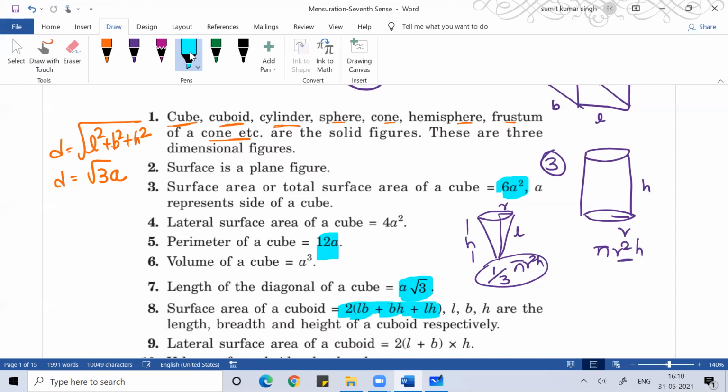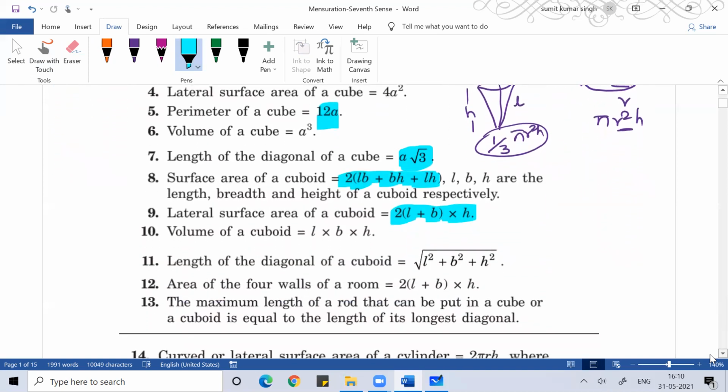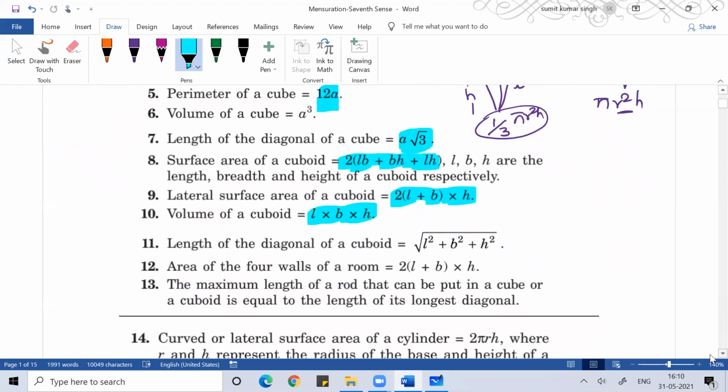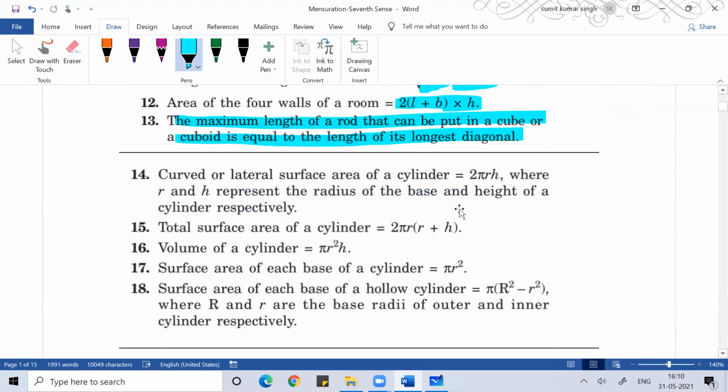This is the formula. The lateral surface area of cuboid we already discussed, which we called the area of four walls of the room, 2h(l + b). Volume of cuboid is length into breadth into height. Length of diagonal of the cuboid we already discussed. Area of four walls of a room, there you assume the room is of the shape of a cuboid only. The maximum length of rod that can be put in a cube or cuboid is the length of its longest diagonal. Okay. Then talking about cylinder, the curved surface area of a cylinder is 2 pi r h.